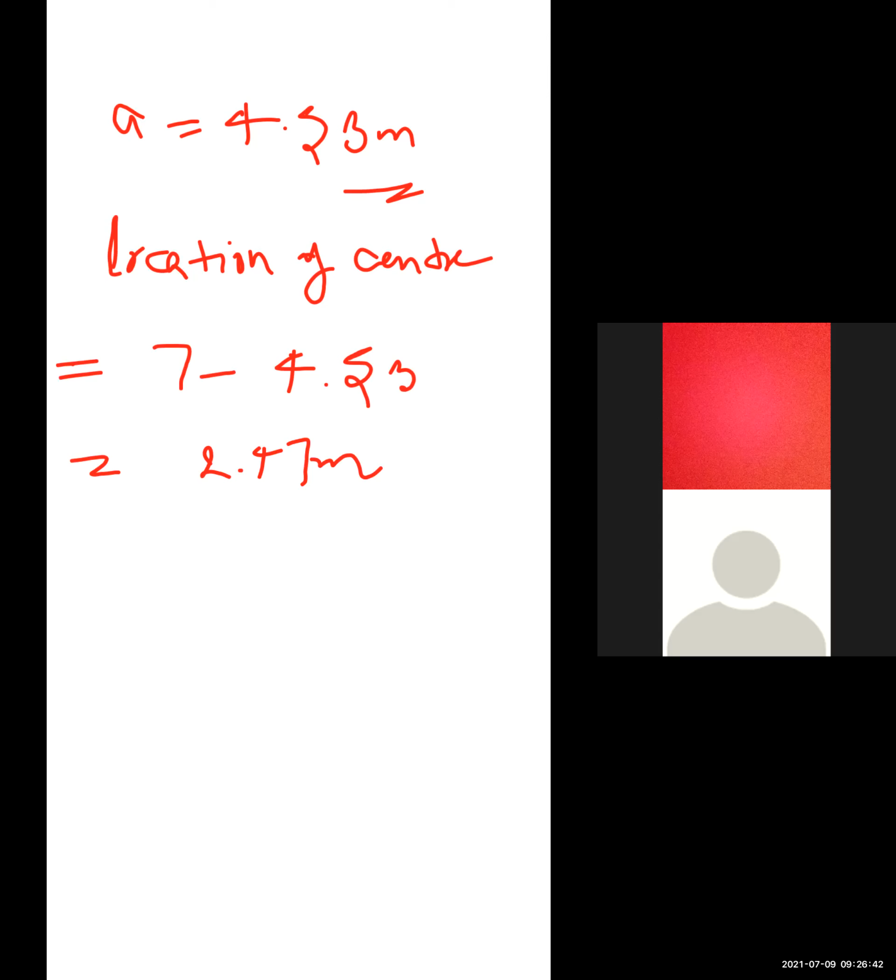This is the value of center of vertical direction tile drain from the ground level. This is the position.